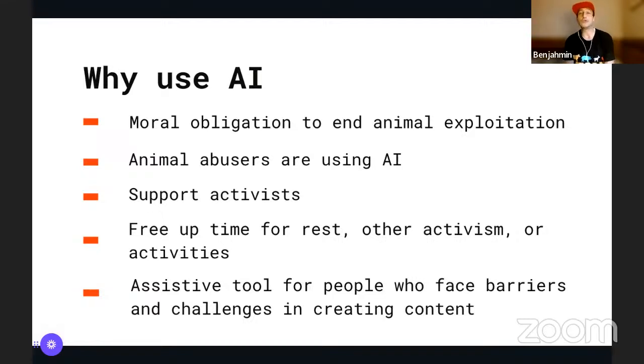And then we can use AI to support other activists. Additionally, we can free up time for ourselves, creating more time for rest, be that self-care or to do other activism or other activities. And then, like I mentioned before, it's an assistive tool for people who face barriers and challenges in creating content.